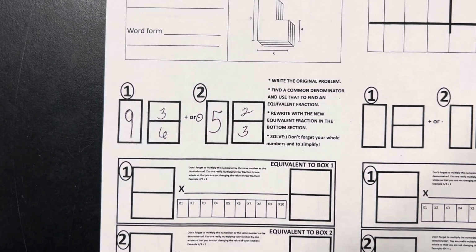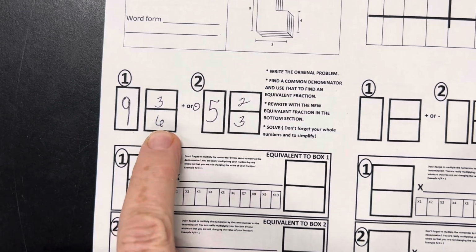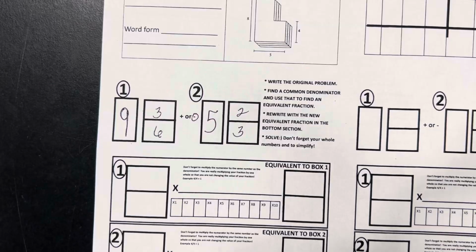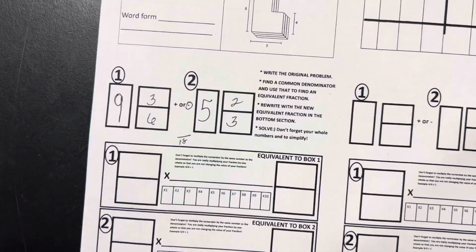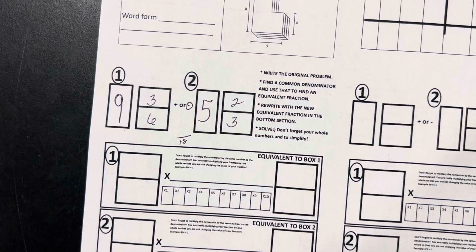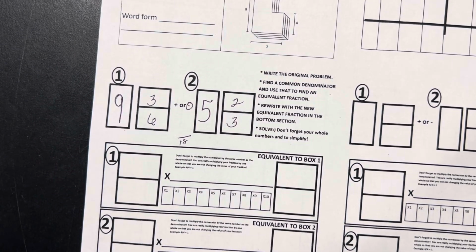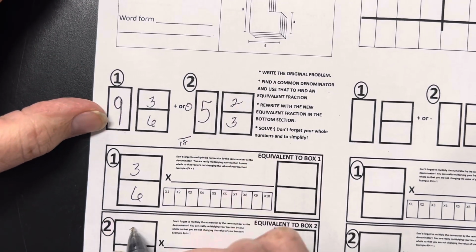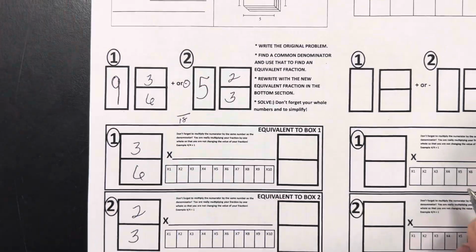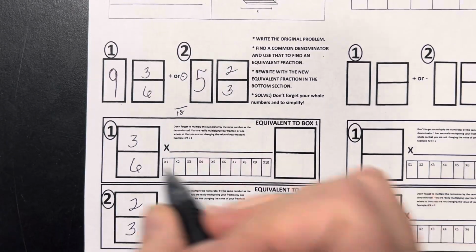Okay, so the first thing we have to do is find a common denominator. We know we can take the 6 and the 3, multiply them together, and say 18 is one that they have in common. But is there one that's in common before 18? Hopefully you're telling me yes, there is. All right? Okay, so the first one they have in common is 6.